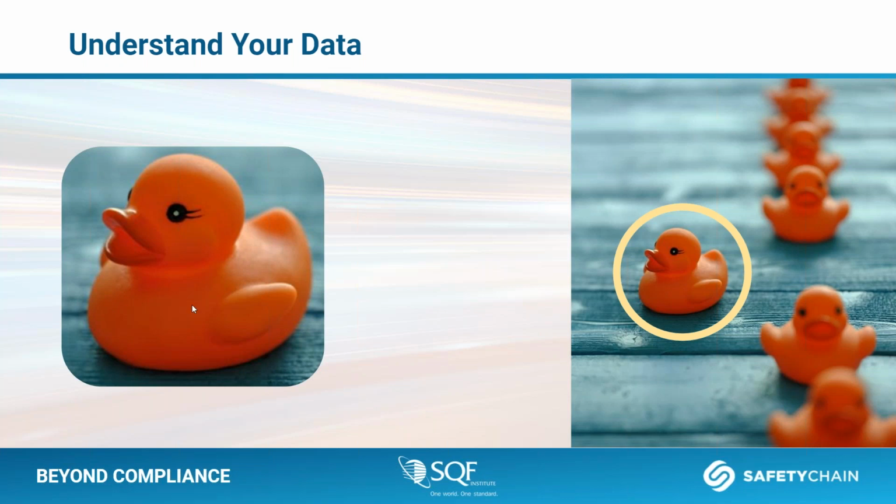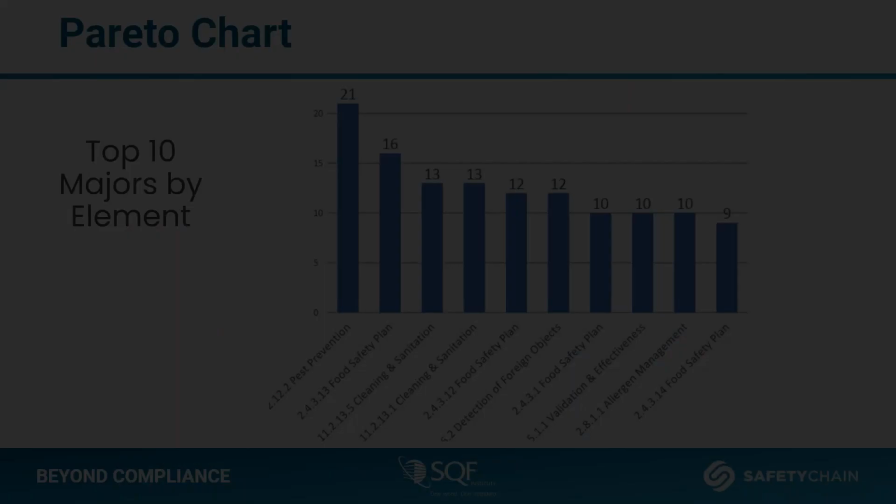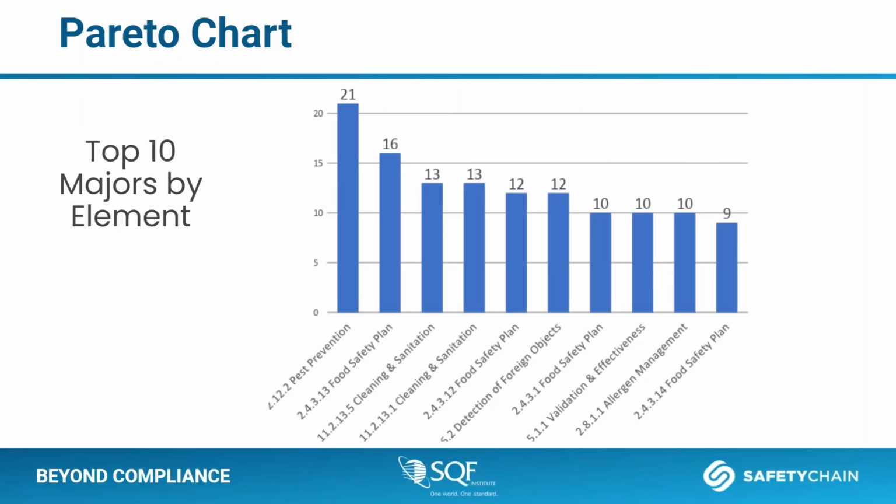We were too close. So my example today for that is, my slide is not, there we go. Okay, all right, Pareto chart. So my top 10 majors by element. If you're familiar with the SQF code, we have sections that break down into clauses, that break down into elements. And so here I've got the top 10 majors by element. So it's in my Pareto chart.